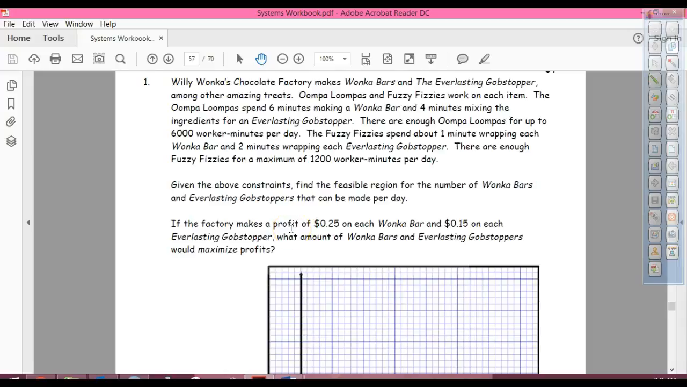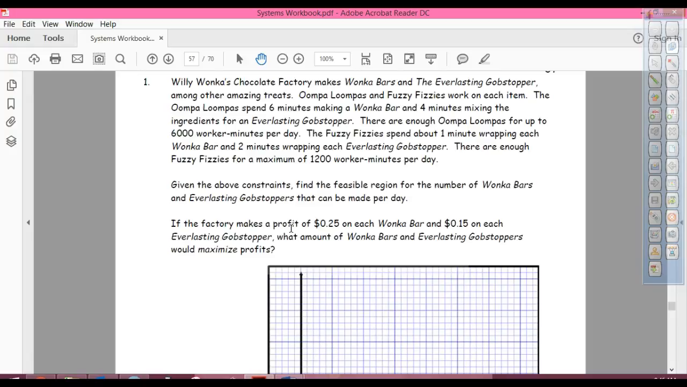How to maximize profits. So we're on page 57. Let's get our slave origins and work more. There we go. All right, so there are three steps to this.